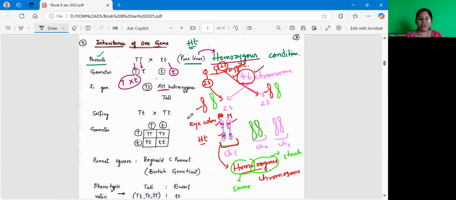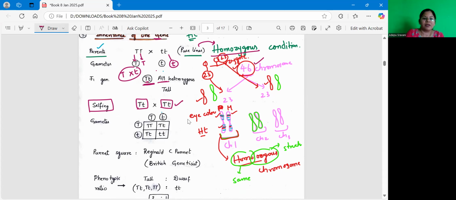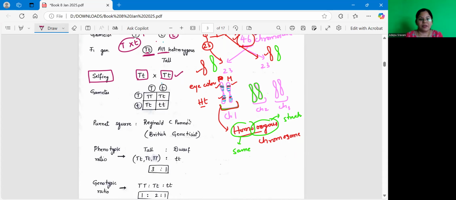This is what your law of dominance says. Now what he has done is selfing of this heterozygous condition. So he has taken the heterozygous condition again and crossed it again. Now what gametes do we get? Capital T and small t from here, capital T and small t from there. Okay, you have to make a Punnett square. Now, this is called your Punnett square, which was given by Reginald C. Punnett, who was a British geneticist.